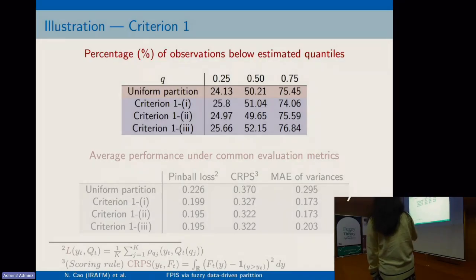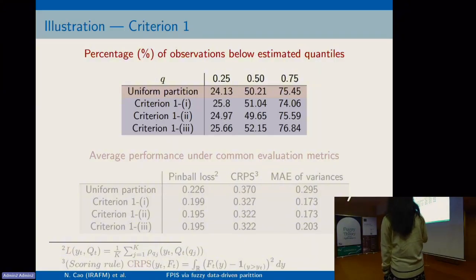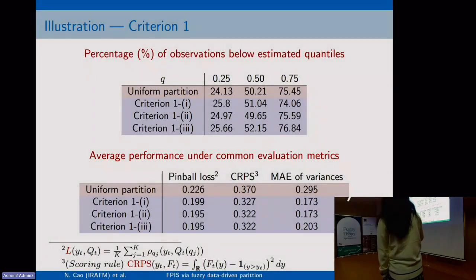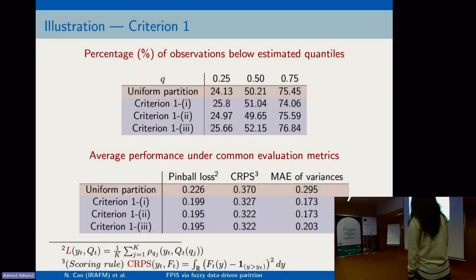This is some evaluation. We need to evaluate the performance of such quantile regression. This is how we count the percentage of points below the curve. It is close to the uniform partition, as you can see: 25%, 50%, 75%.